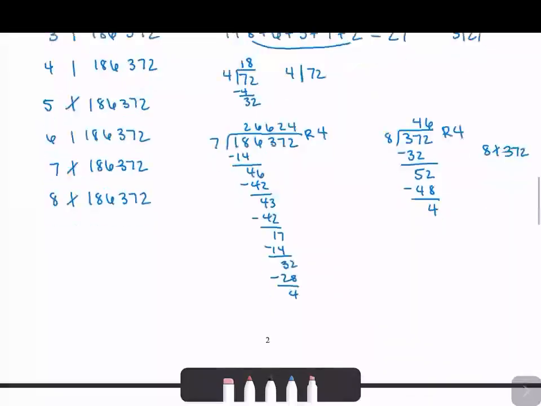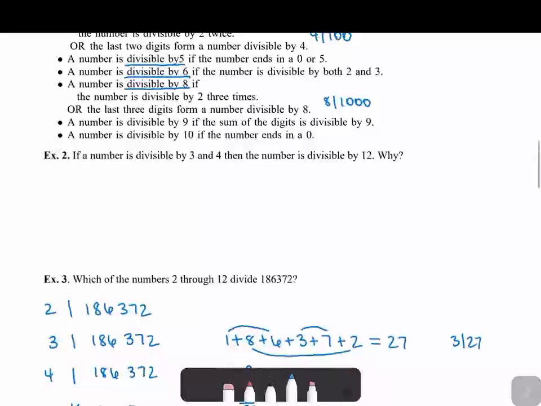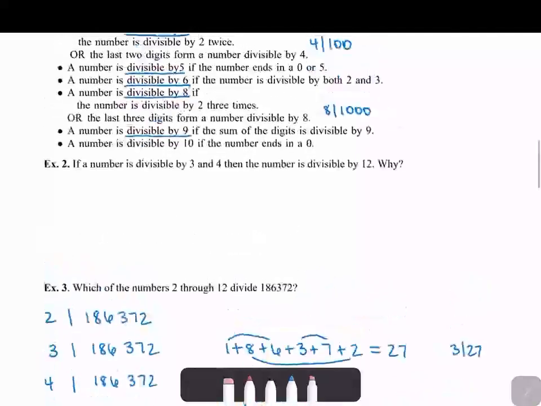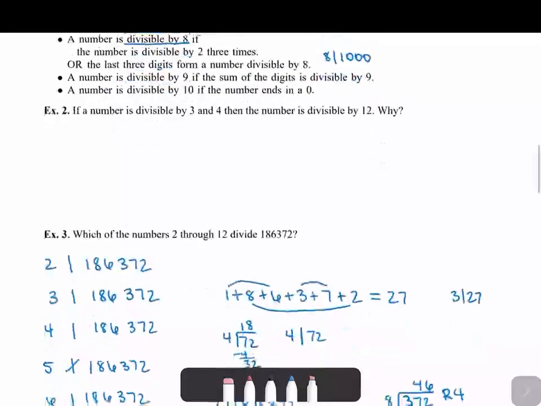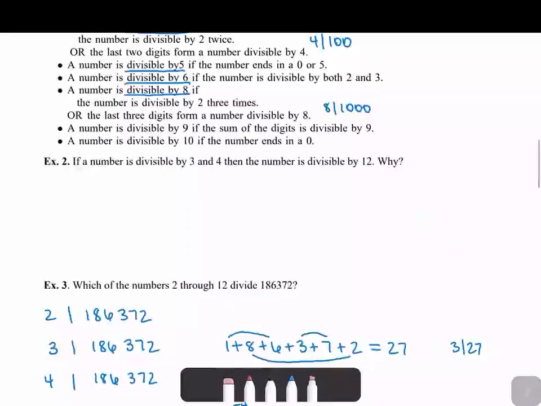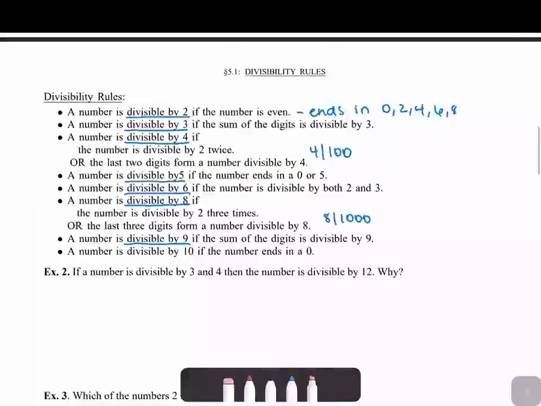Okay, next we'll look at 9. A number is divisible by 9 if the sum of the digits is divisible by 9. So you can see that this is really similar to the test for 3. A number is divisible by 3 if the sum of the digits is divisible by 3. Similarly, a number is divisible by 9 if the sum of digits is divisible by 9. And this makes sense that these two would be related because 3 times 3 is 9.